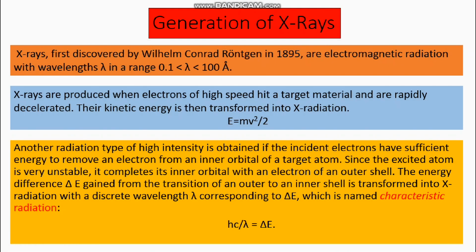Another radiation type, that is the characteristic radiation, is obtained when the electron has sufficient energy to remove an electron from its inner orbital. That is, the excited atoms become very unstable. So, to make it more stable, the electrons from the outer orbital move towards the inner orbital. During this process, the change in energy, that is delta E, is released, and this change in energy is transformed into X-ray radiation, which is named as characteristic radiation.